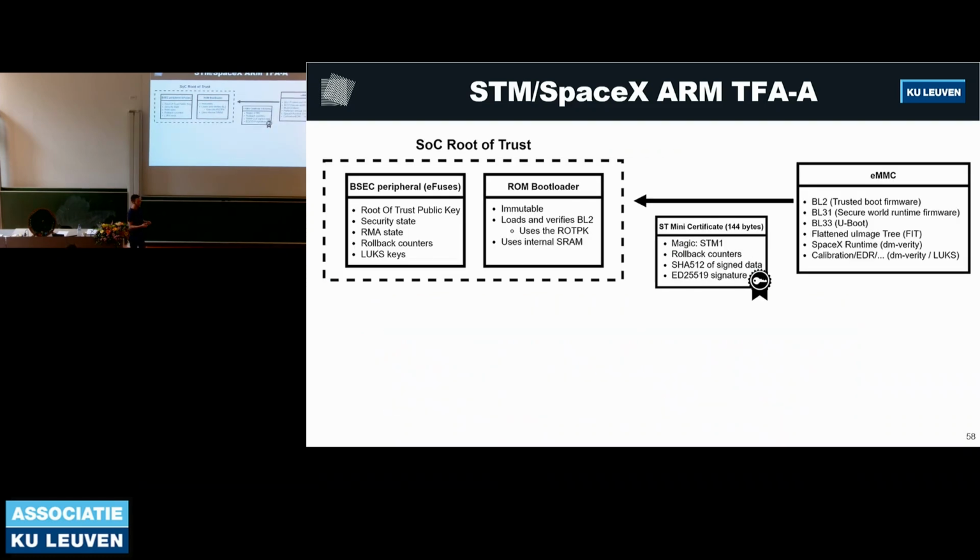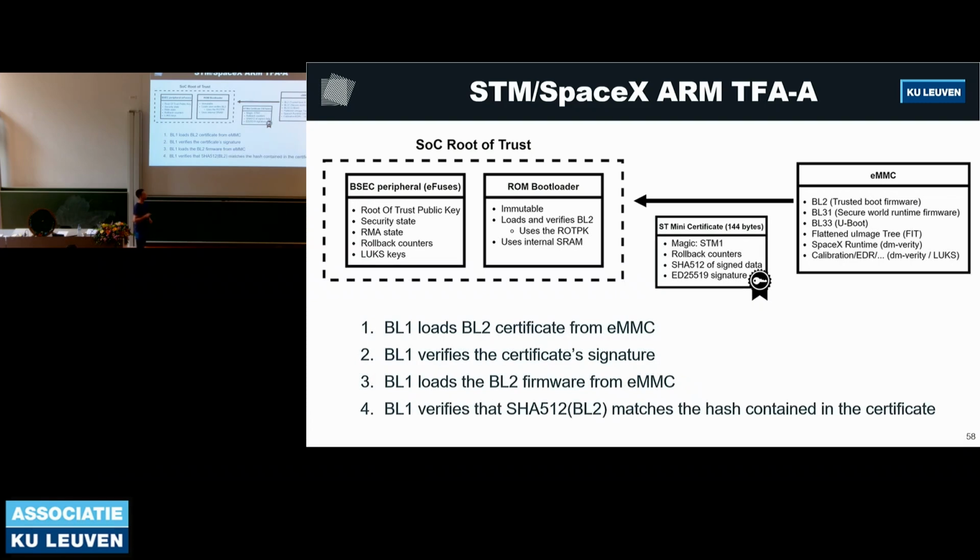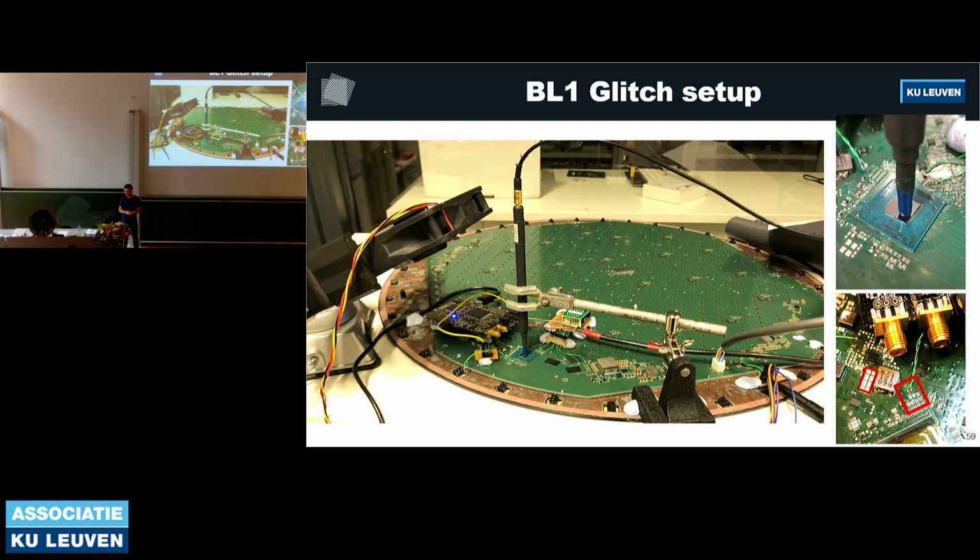So how does this actually work? The ROM bootloader starts, it will load the certificate from the eMMC and will verify a signature that's contained within this certificate. If the signature of the certificate is valid, then it will actually load the second stage firmware, compute a hash over this, make sure that this is the same hash as the one that was contained in the certificate, and if all of this is valid, then execute the second stage firmware. Now, there's two obvious points in time where we can try and attack this with fault injection. So we can either try and attack the certificate validation, or we can try and attack the hash comparison in the second step.